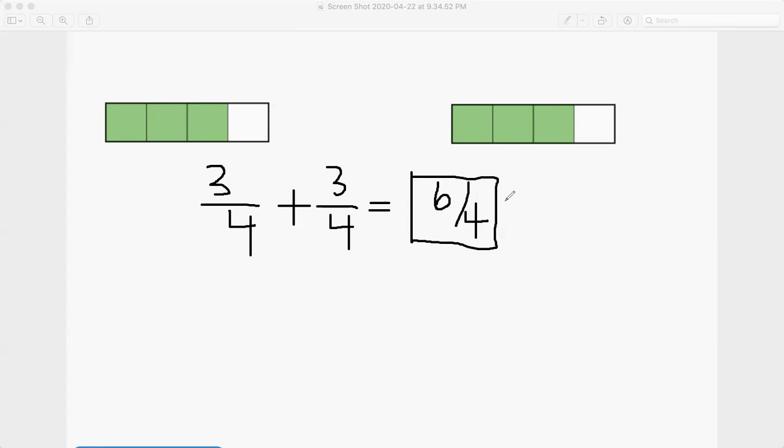Well, with Common Core, we want students to really understand that 6/4, we used to call it an improper fraction. Now we call it a fraction greater than 1, because 6/4 is a fraction, it's just greater than 1, right?